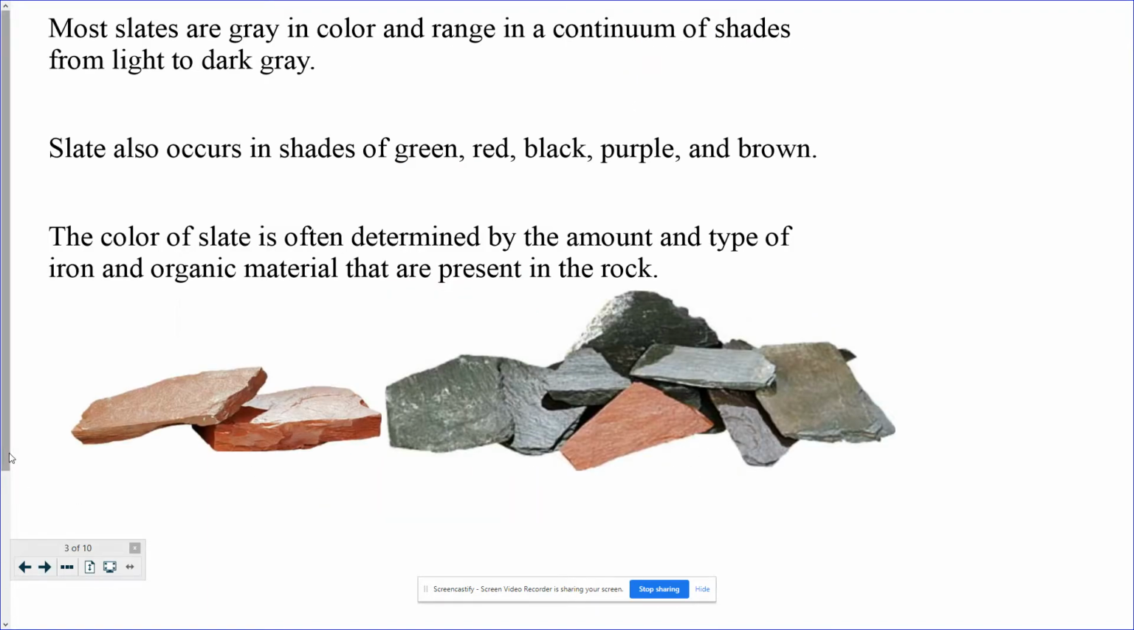Now, slates come in different colors too. They go from light gray to dark gray, and they also come in some more different colors like green, red, black, purple, and brown. The color is usually determined by the amount of iron in it. Sometimes hematite, which is an iron ore, turns it reddish, and sometimes a lot of organic material, like plant matter that was in there, will turn it a little darker. So you do get some different varieties. The more common is going to be more of a dark gray color.